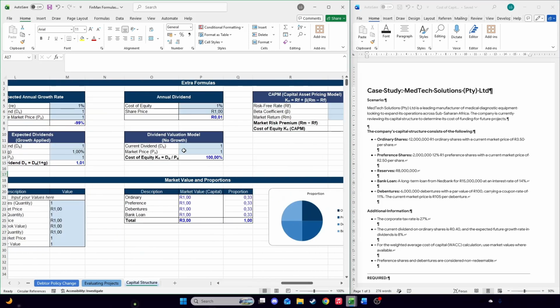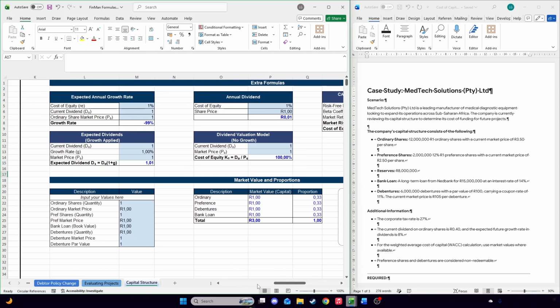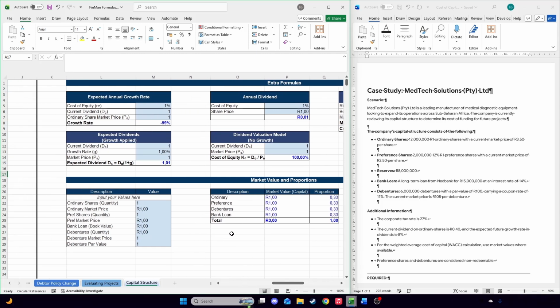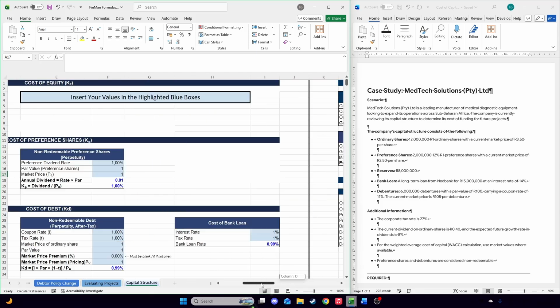For now, you can ignore the extra formulas. This is just something we put there in case a certain question gets asked. None of these questions are actually going to get asked in the exam, but if they do by chance, you've got them up here. And then at the bottom, we've got the market value and proportions, which will be asked.